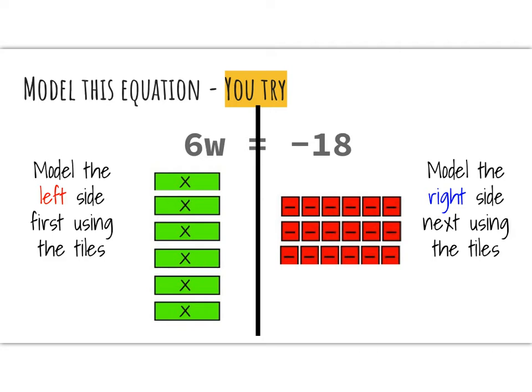Alright, for the model, you should have 6 X's on the left-hand side, or 6 W's in this problem, and they would be your rectangle shapes. On the right-hand side, you have 18 squares, all with negatives inside.